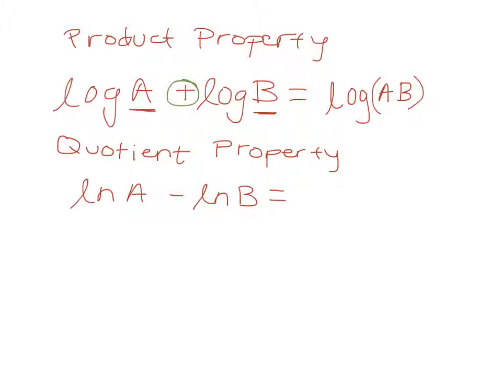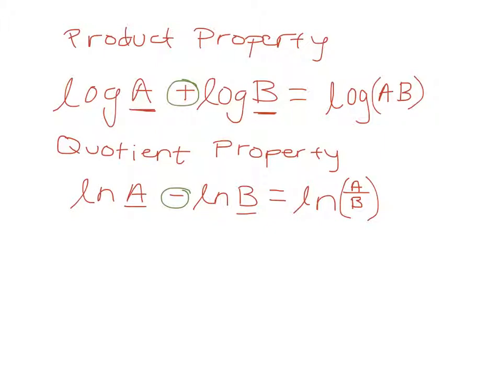Now when I have that subtraction symbol between two logs, that is what tells us that instead of multiplying, we're going to divide. We can condense it into one log, and the item that's being subtracted becomes the denominator of our fraction, or of our quotient. So natural log of A minus natural log of B equals natural log of A over B.